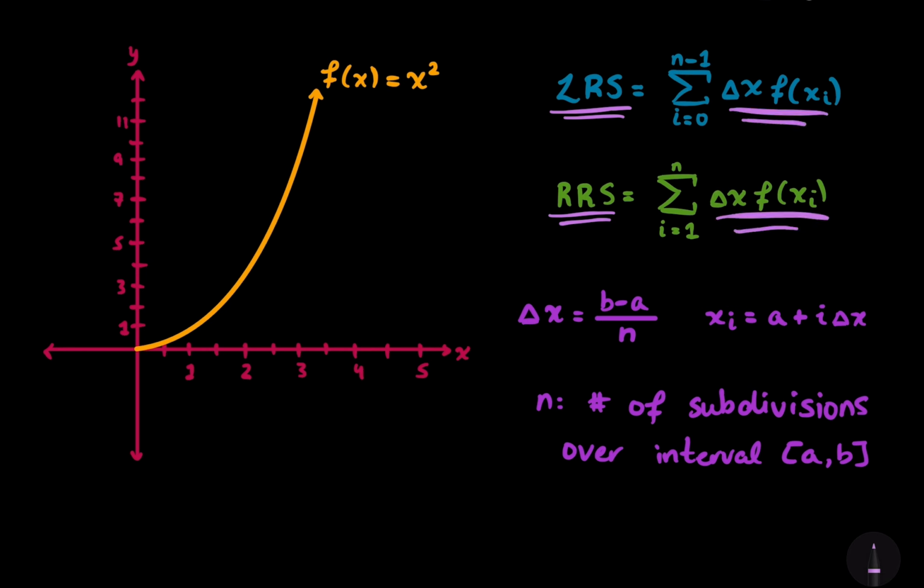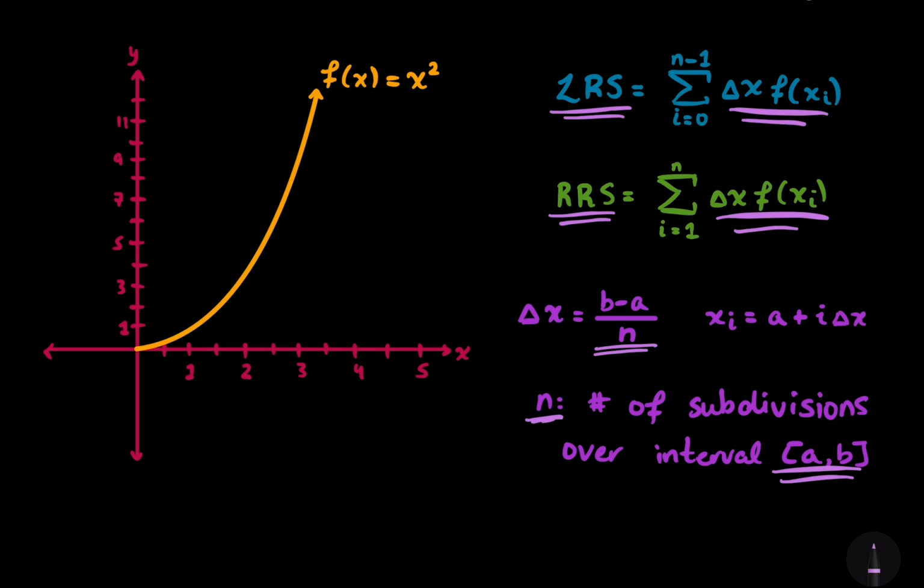And so the variables that we're defining over here, n, as I mentioned, is the number of subdivisions that we have over our finite interval from a to b. And then delta x is essentially the difference, the endpoint of our interval minus the beginning point, so b minus a, divided by the number of subdivisions we have. So delta x is b minus a over n.